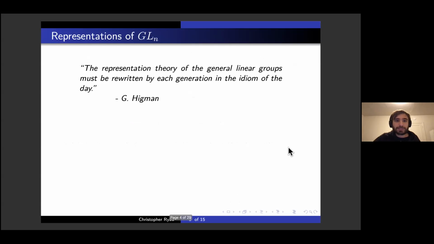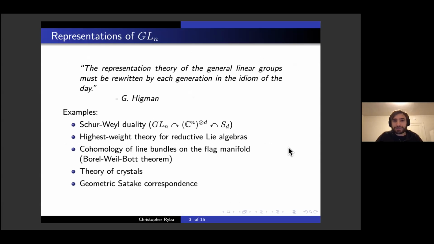And with that, let's move on to representations of the general linear groups. So I have for you this quote, which I quite like, by Graham Higman. The representation theory of the general linear groups must be rewritten by each generation in the idiom of the day. And I don't know if this was intended as a command or was a prediction, but certainly it has come to pass. So here are a few examples.